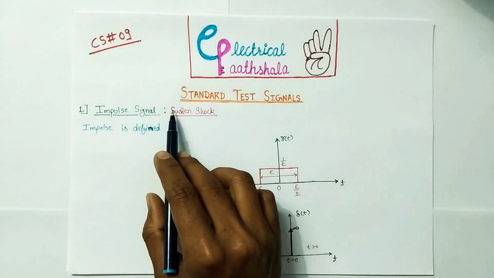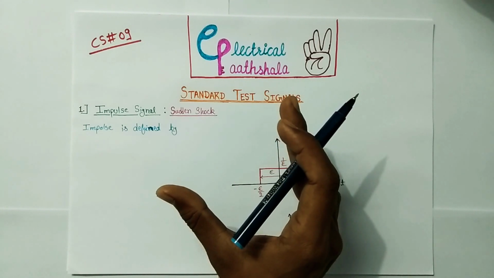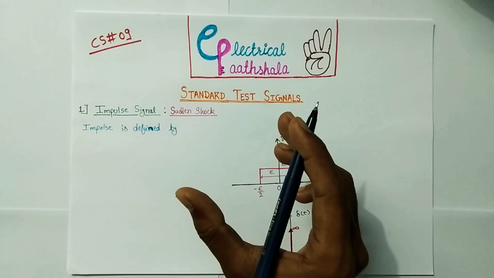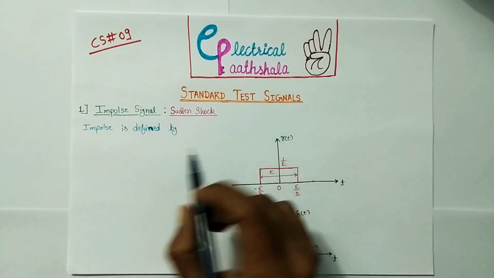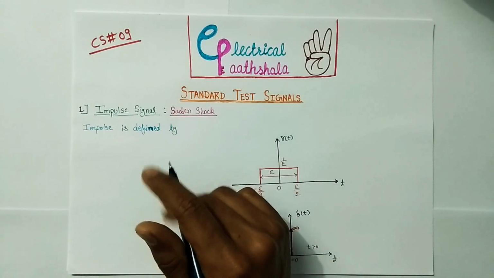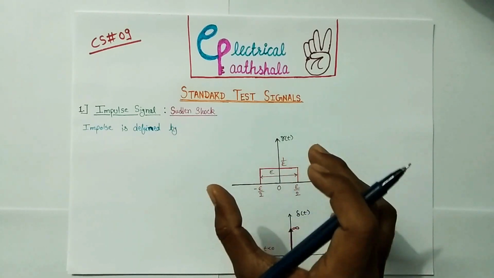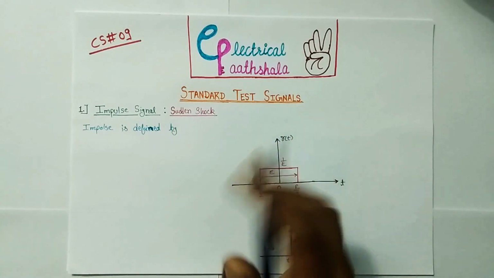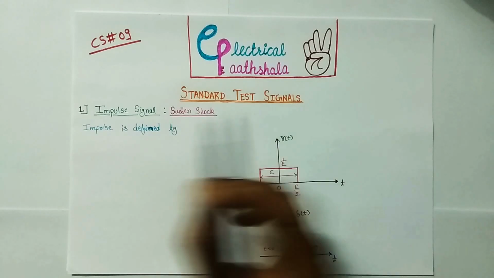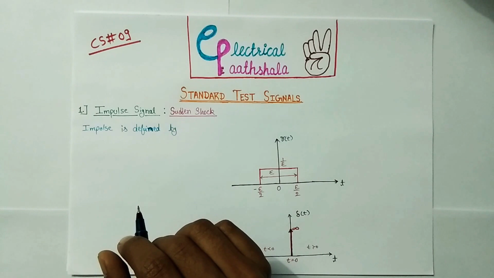So impulse signal is also known as sudden shock. So guys, impulse signal is a very important signal in control system subject because the stability of a control system is defined with respect to impulse signal only. For that you have to recall the definition of stability, which says that stability is the ability of a system to recover from sudden shock. So what is sudden shock here? Sudden shock means impulse signal. That's why stability of a system is defined with respect to impulse signal only. Therefore, impulse signal is a very important signal in control system subject.